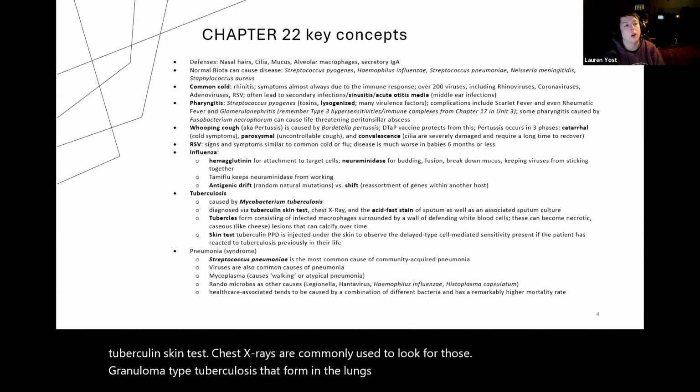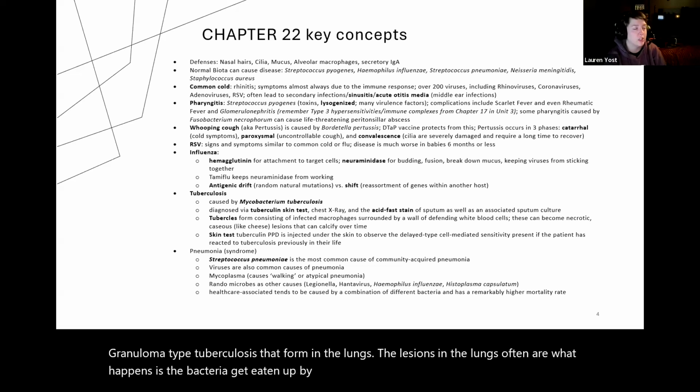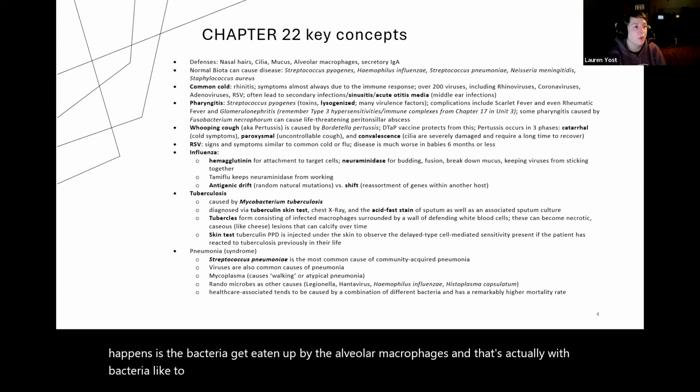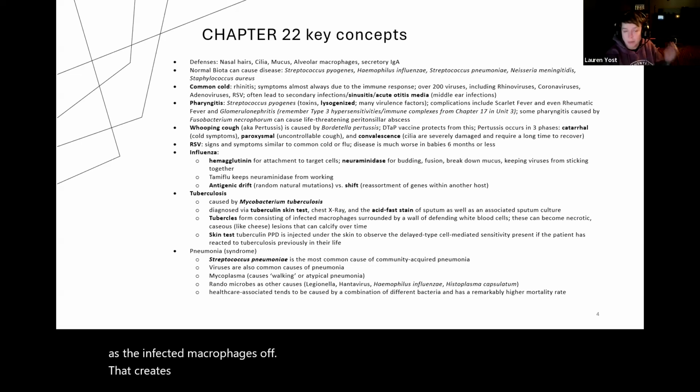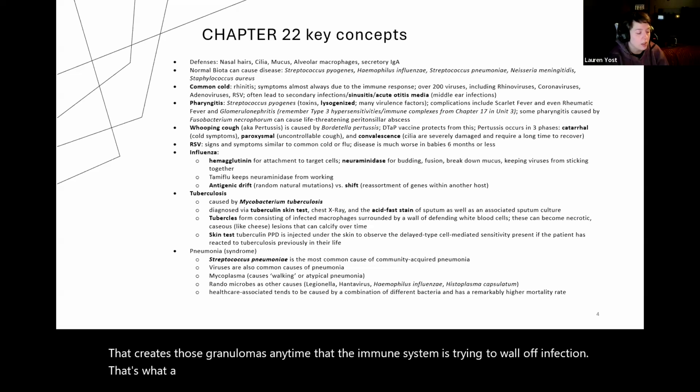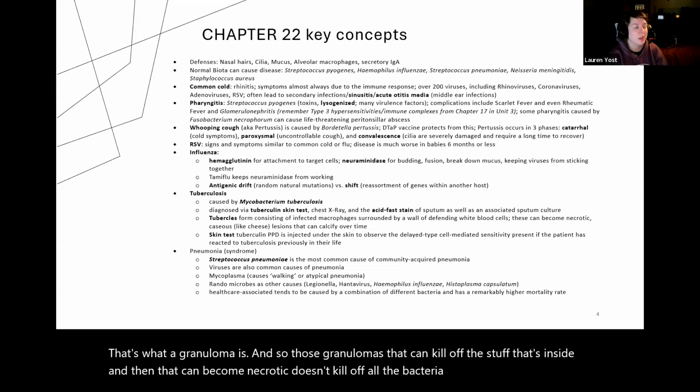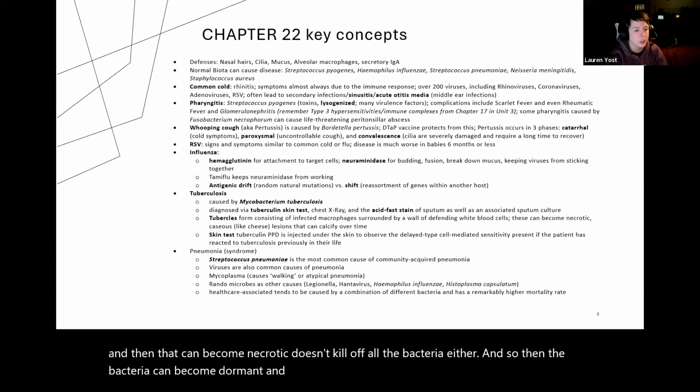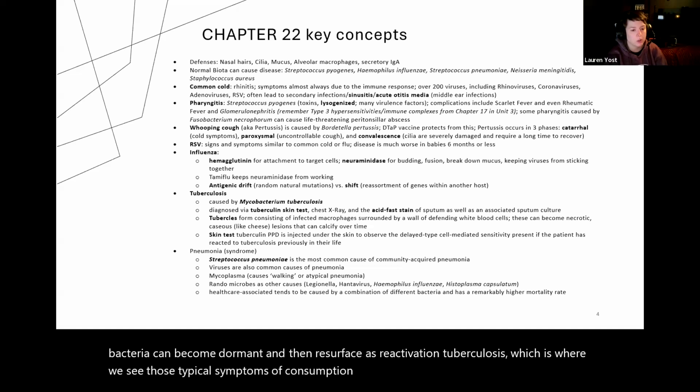The lesions in the lungs often are, what happens is the bacteria get eaten up by the alveolar macrophages, and that's actually where the bacteria like to live. But then the rest of the immune system tries to wall the bacteria as well as the infected macrophages off, and that creates those granulomas anytime that the immune system is trying to wall off infection. That's what a granuloma is. And so those granulomas then can kill off the stuff that's inside, and then that can become necrotic, but doesn't kill off all the bacteria either. And so then the bacteria can become dormant and then resurface as reactivation tuberculosis, which is where we see those typical symptoms of consumption associated with tuberculosis.